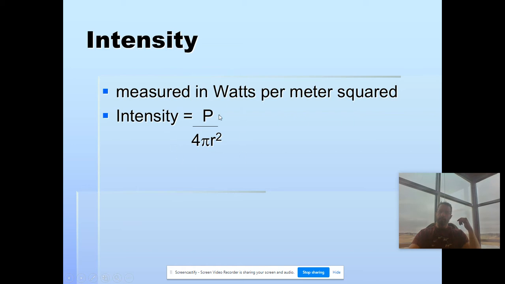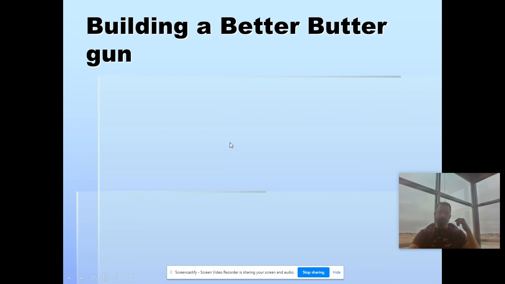This is an equation you should write down. So intensity is power over 4 pi r squared. Right, and we'll move forward from there.